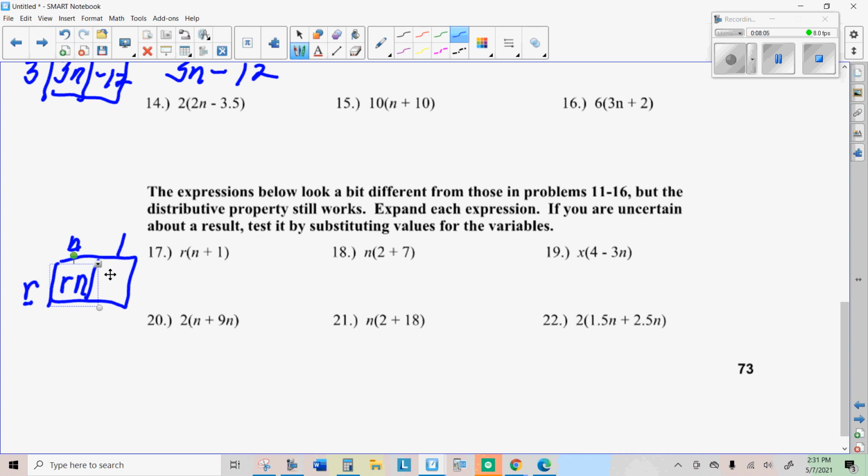And then I'm also going to do r times 1. Remember, I can just write that as r because 1 times r is just r. And then you're going to write your expression like this, rn plus r.